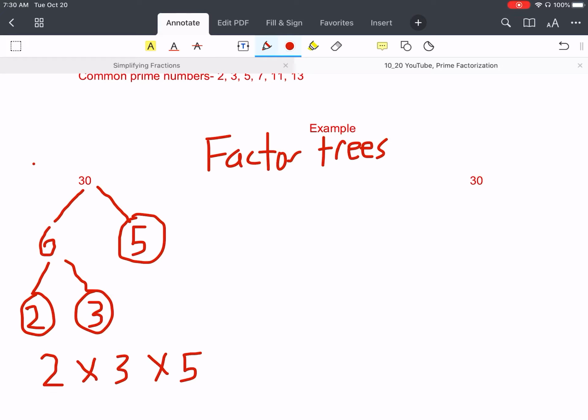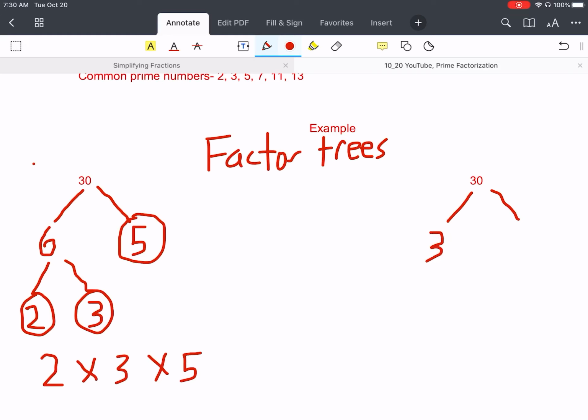The reason I'm showing this problem twice is just because some people might have started with a different multiplication problem. Some people might have done either 3 times 10 or 15 times 2. And either one of those methods would get you the correct answer.